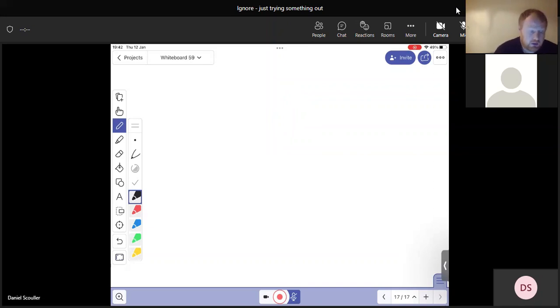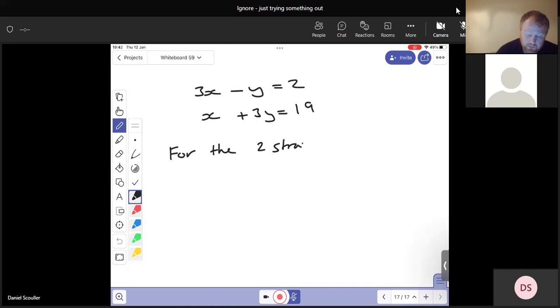Okay, essentially they'll give you 2 equations. So 3x minus y equals 2. x plus 3y equals 19. Okay, the question will be along the lines of, for the 2 straight lines outlined, find the point of intersection.